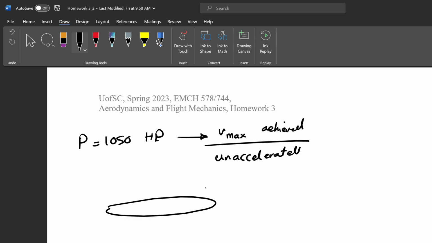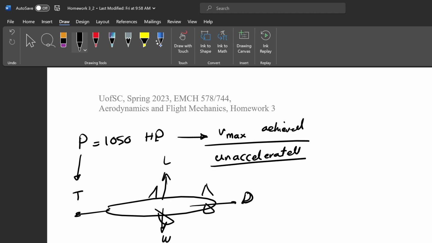Let's look at this plane. Very badly drawn plane. We have lift, weight, drag, thrust. And thrust comes from this power, the engine, right? If you have an unaccelerated flight in any direction, what does this mean? It means that there is no total force in that direction, which means that there is perfect force balance in every direction, which means that thrust has to be equal to drag.